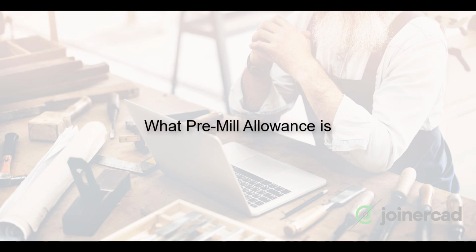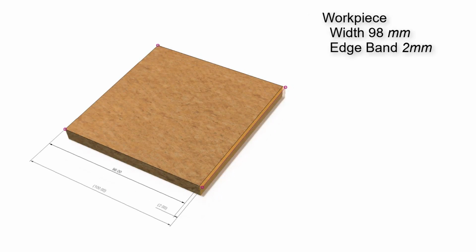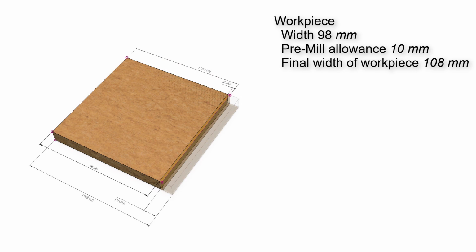Pre-mill allowance. In order to be completely clear about what it is and what it is intended for, let us watch a brief theoretical introduction first. First, we have a final part with a width of 100 millimeters. For one edge of this part, a sunk 2 millimeter edge band is assigned. In such case, the final width of 100 millimeters of the part includes a 98 millimeter workpiece of fill material and a 2 millimeter thick edge band. If pre-mill allowance is used, for example, 10 millimeters, the final width of this workpiece is 108 millimeters.